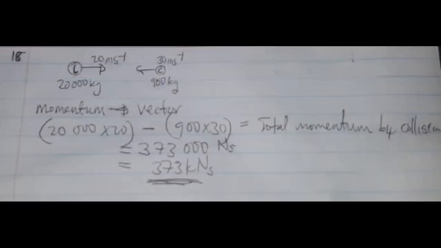Okay. So the lorry is going to the right, so its momentum is supposed to be 20,000 times 20, and then the momentum of the car is supposed to be minus 900 times 30. So for the total momentum, we subtract the two momenta, that gives us 373,000, which is 373 kilonewtons. Okay, hope that's understood. Right, moving on to the next question, please.